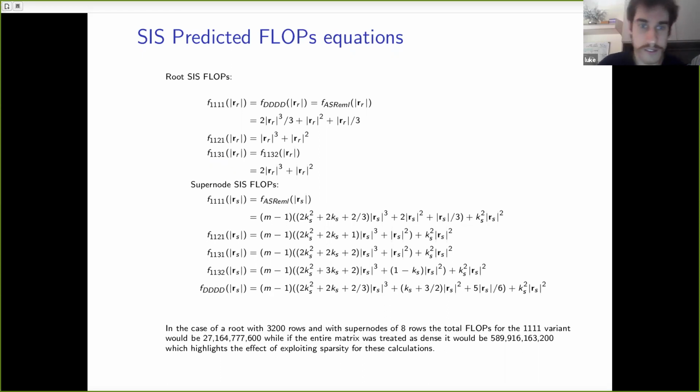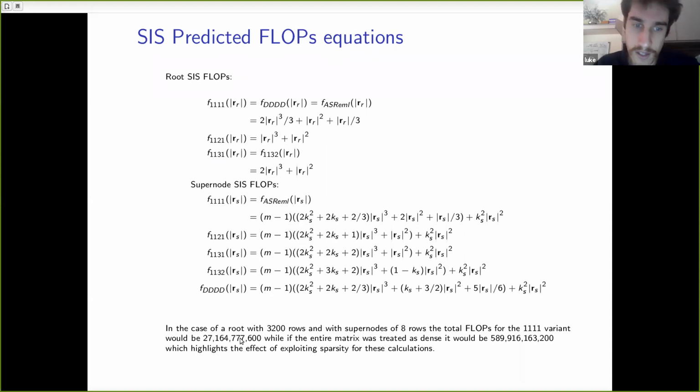Moving on to the SIS. Once again, the key point of this is just to show the symmetry. This one has 2/3 due to its symmetry. This one has just a 1 at the front. This one has a 2 at the front. It doesn't use symmetry. For the supernodes, the symmetric multiplication dominates everything. Then the back update. This one doesn't use symmetry, that's why it's got a 3.